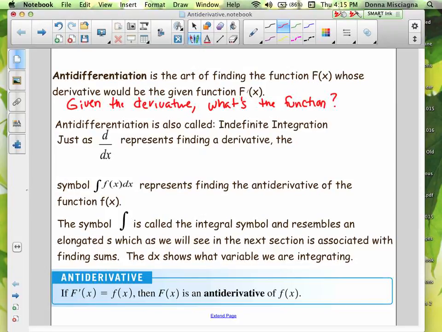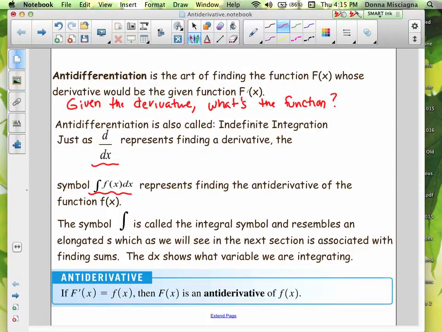So antidifferentiation is also called indefinite integration. And just as d/dx represents finding a derivative, the symbol with the elongated s there, integral of f of x dx, means finding the antiderivative. That's a tongue twister.